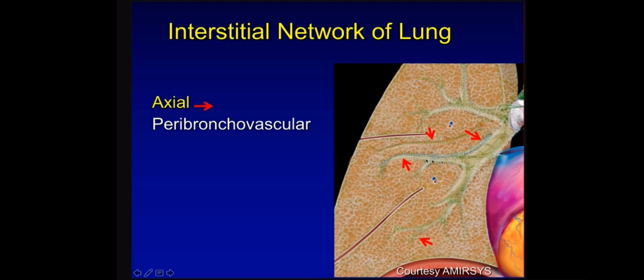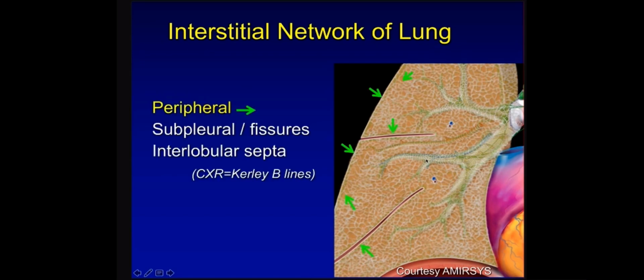You don't normally see the interstitium. So this would be the axial interstitium. Think of it as being peribronchovascular. The subpleural interstitium, here indicated by the green arrows, represents a similar loose connective tissue, and it's one contiguous system, by the way. And this is in the subpleural location, which includes the interlobar fissure. So when you're looking at a fissure, you're really looking at two layers of subpleural interstitium.